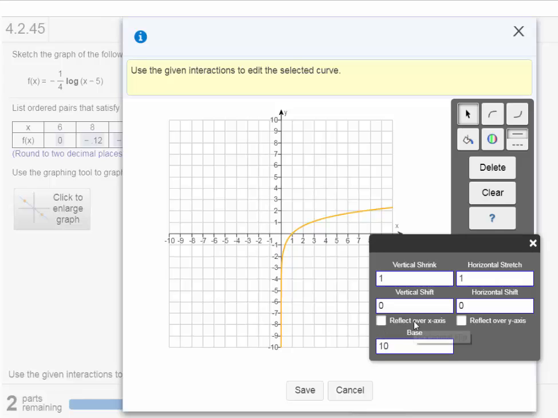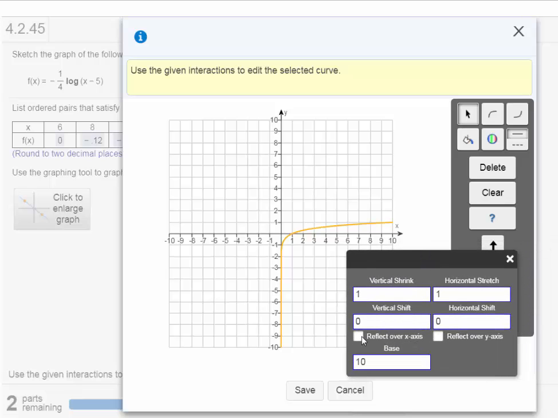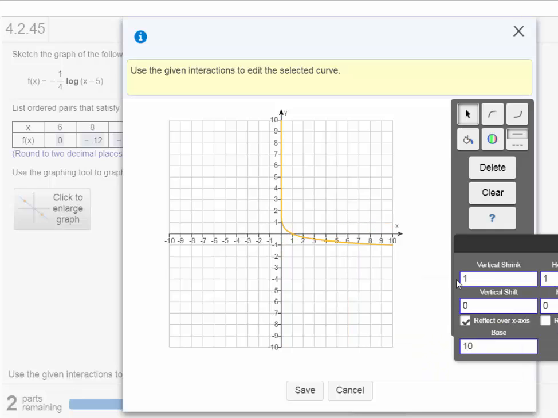Reflecting over the x-axis. It is being reflected over the x-axis because if we look at the front of the logarithm, there is a negative in the very front. Whenever you multiply the very front of a function by a negative, you are reflecting that basic function across the x-axis. So we're going to click on reflect over x-axis.